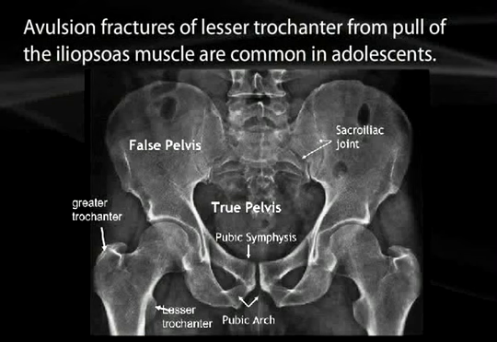In this image, you can make out many of these portions of the SI joint, the pelvic brim, pubic symphysis. Look at the angle in the pubic arch and the lesser and greater trochanter, as well as the pubic tubercle and the ASIS.